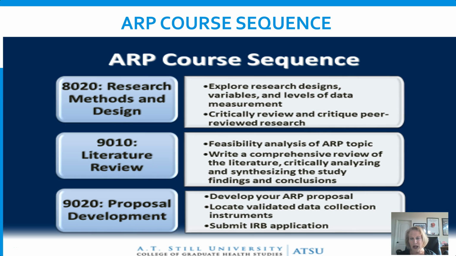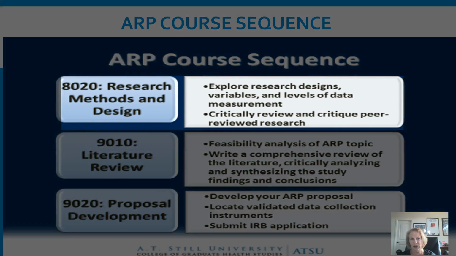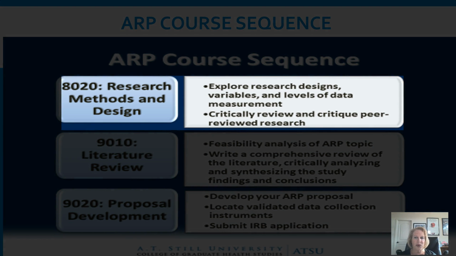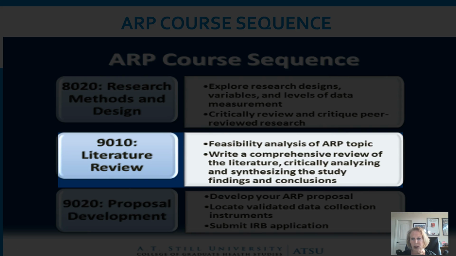I thought it would be a good idea for us to review the ARP course sequence. As you all know, the first course in the sequence is 8020, Research Methods and Design, of which you all were spectacular, and we're now moving on to DHS 9010, which is titled Literature Review.